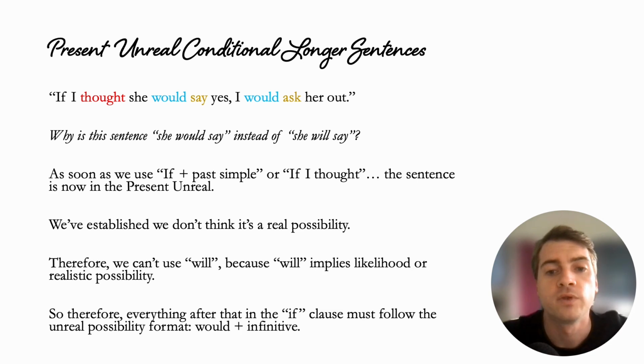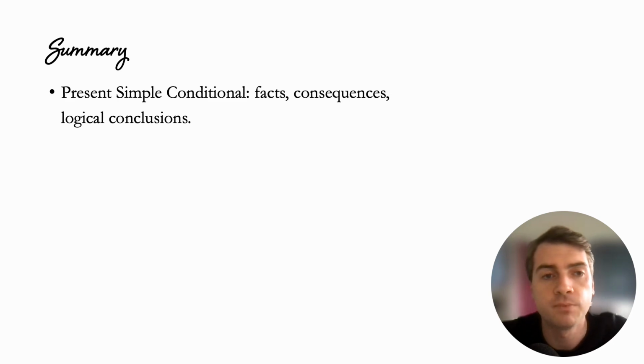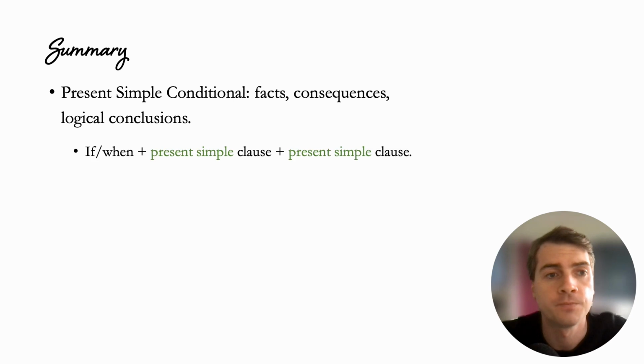So remember, we use will to imply likelihood or that it's a realistic possibility. So if we start with that past simple clause to show something is unlikely, then we can't use will in the next one because will would be showing that it is likely, right? So as soon as we start with that unreal possibility, we have to continue that premise for the rest of the sentence. Okay, so in summary, we have the present simple conditional for facts, consequences, and logical conclusions.